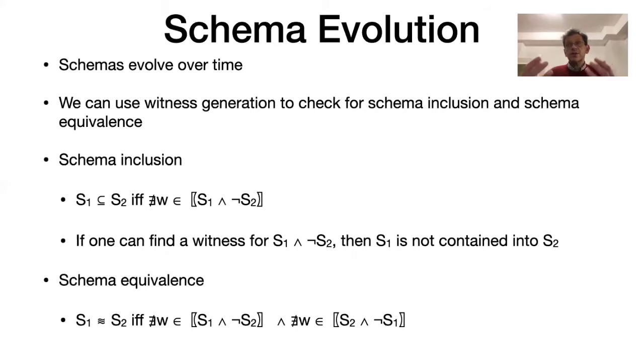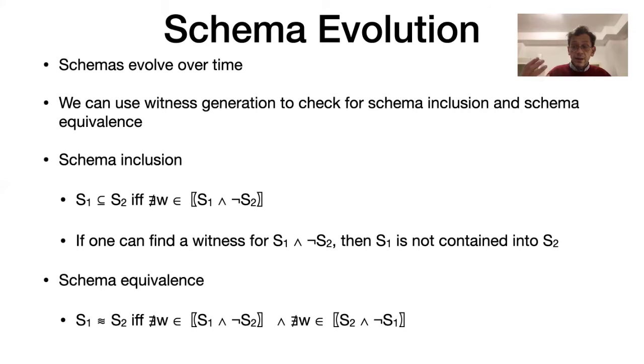Schema inclusion is quite simple. S1 is included into S2 if we cannot find a witness for S1 and not S2. Since JSON schema has conjunction and negation, this is actually a perfectly legal schema. And so if one can find a witness for S1 and not S2, then we can find a document that satisfies S1 but not S2. And so S1 is not contained into S2.